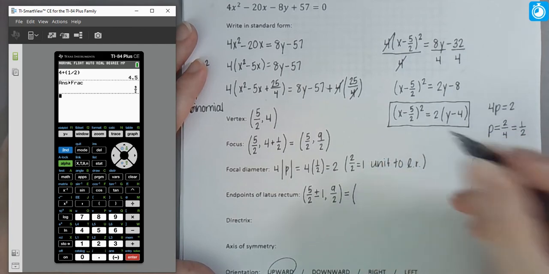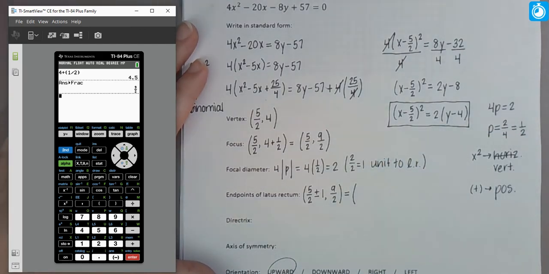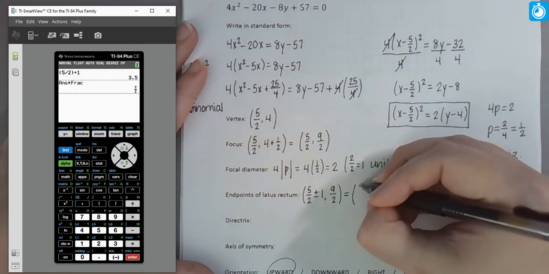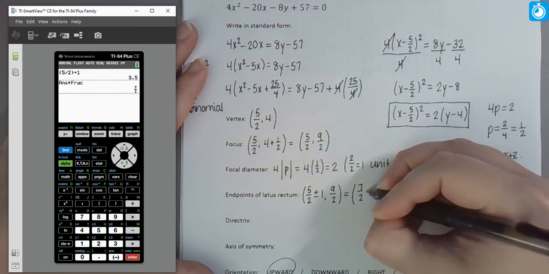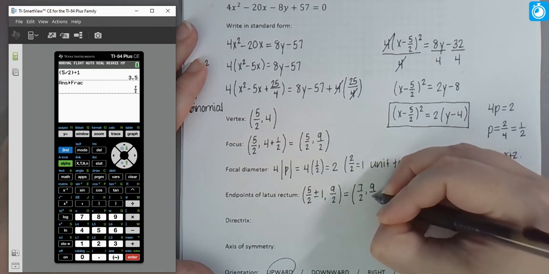And again, let the calculator do the hard work here. Don't get overwhelmed by the fractions. Your calculator will handle that for you. So 5/2 plus 1. Now convert it back to a fraction. That's going to be 7/2 and 9/2.